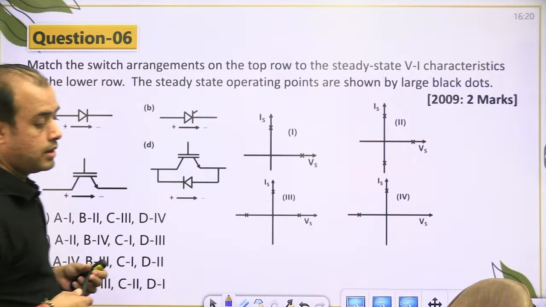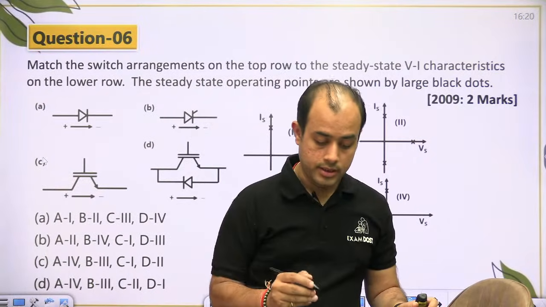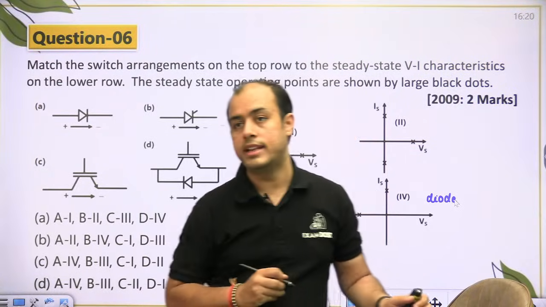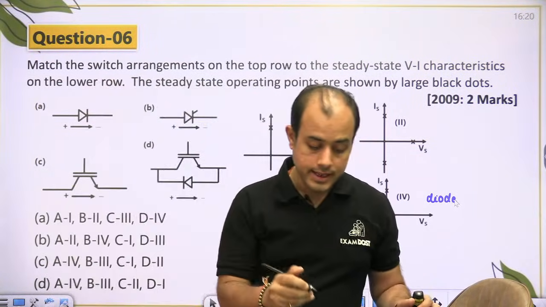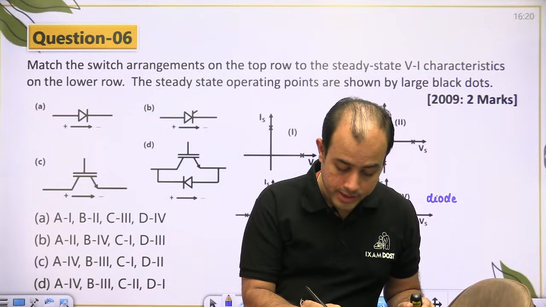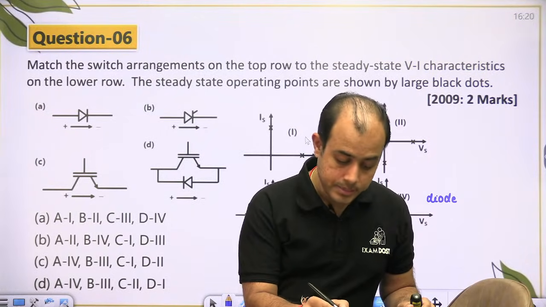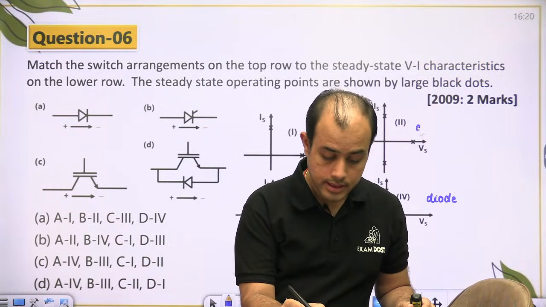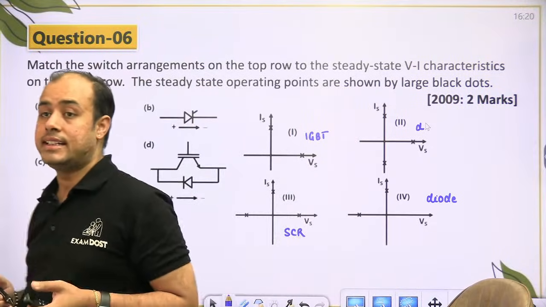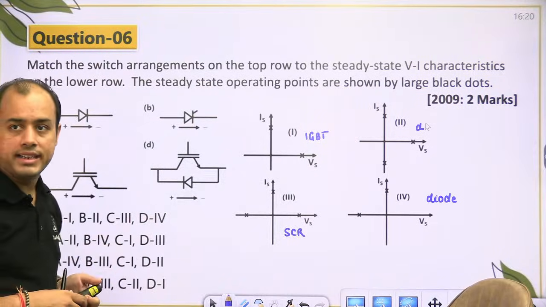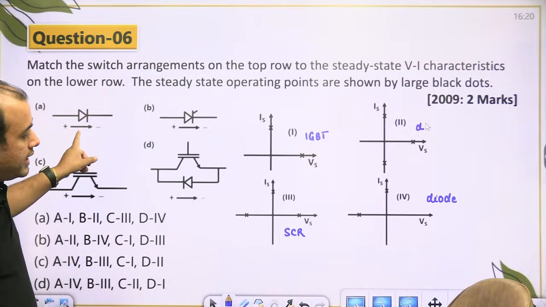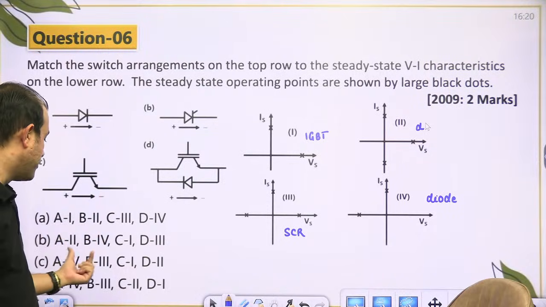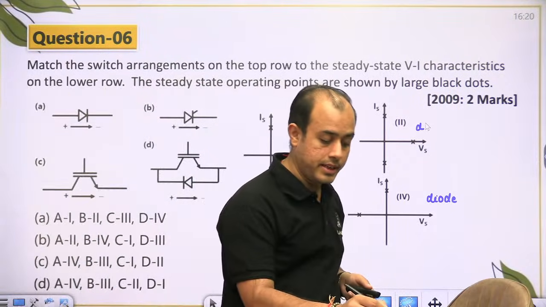So first is a diode. For diode, positive current and negative voltage. This is for diode. Then SCR, bipolar and unidirectional. Then IGBT, and because of the anti-parallel diode, it will be bidirectional. So for A, it is 4. For B, it is 3. For C, it is 1. So 4, 3, 1, 2. Answer will be C.